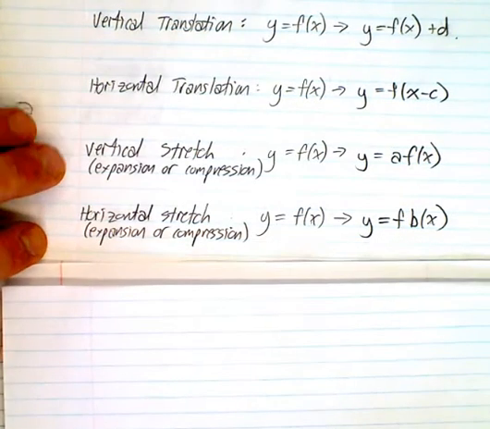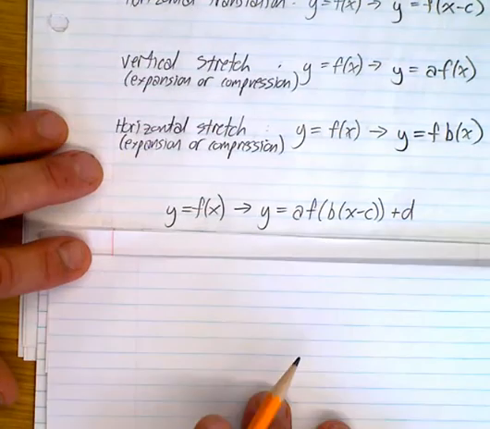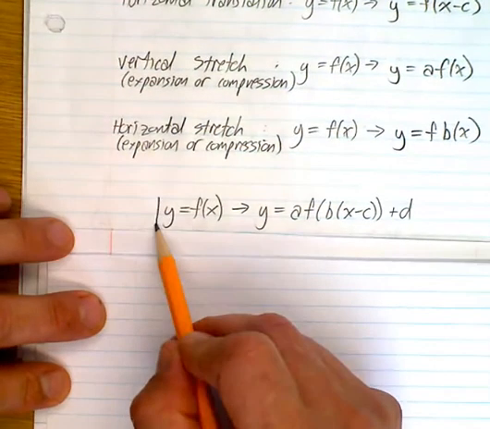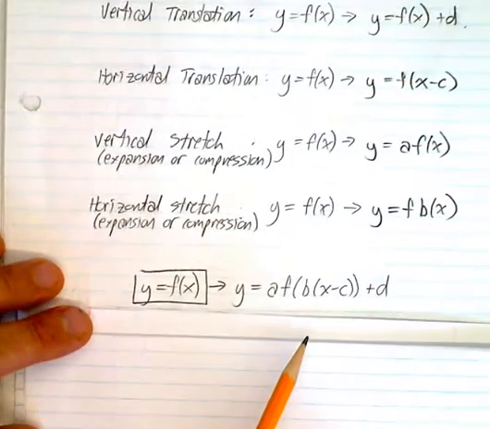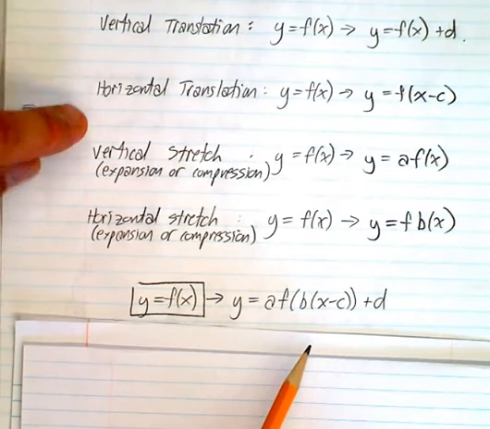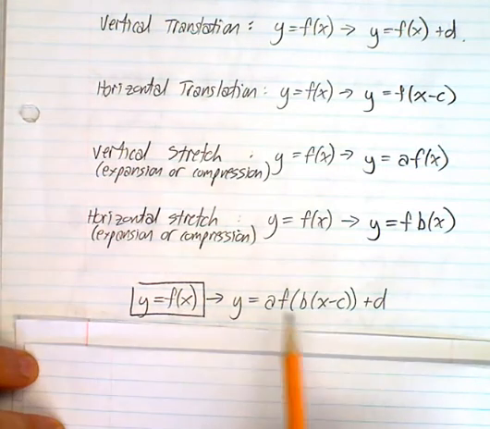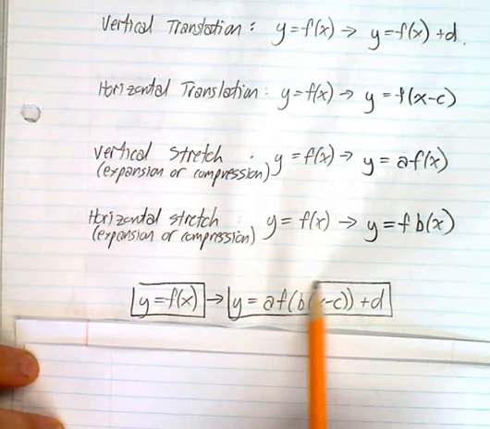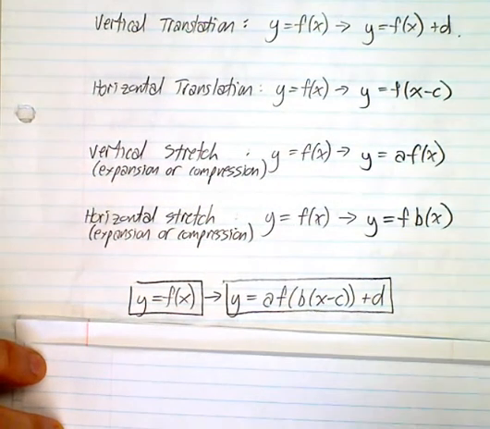What we're going to look at now quickly is putting them all together. Here you have the original function, y equals f of x. If you do all of these things, a vertical translation, a horizontal translation, a vertical stretch, and a horizontal stretch, this is what your final result will look like, with a, b, c, and d being numbers. They could be fractions, they could be decimals, they could be positive, they could be negative.